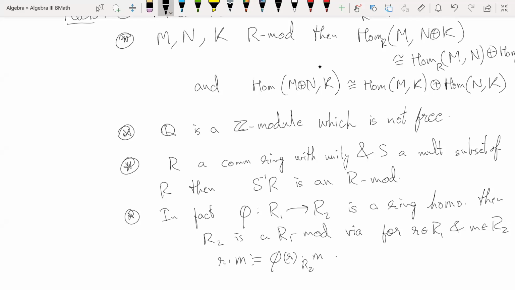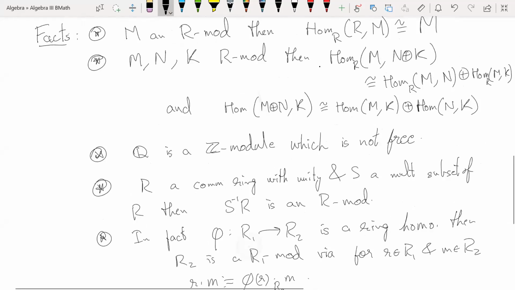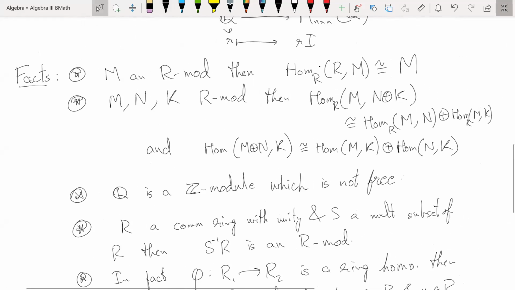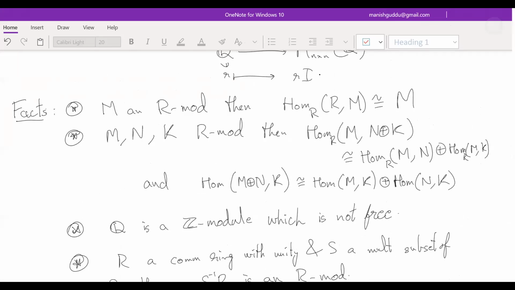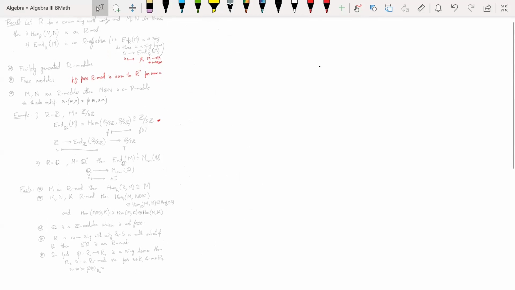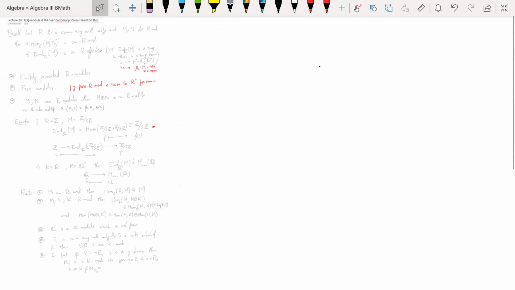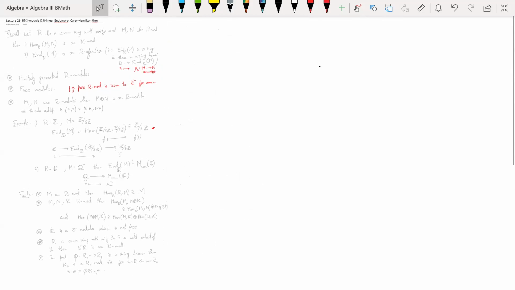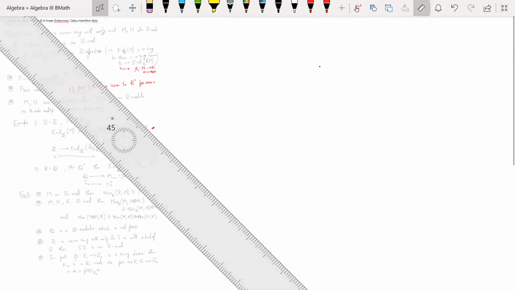you have this natural map from R to S inverse R, sending r to r over 1. Okay, good. Any questions so far?